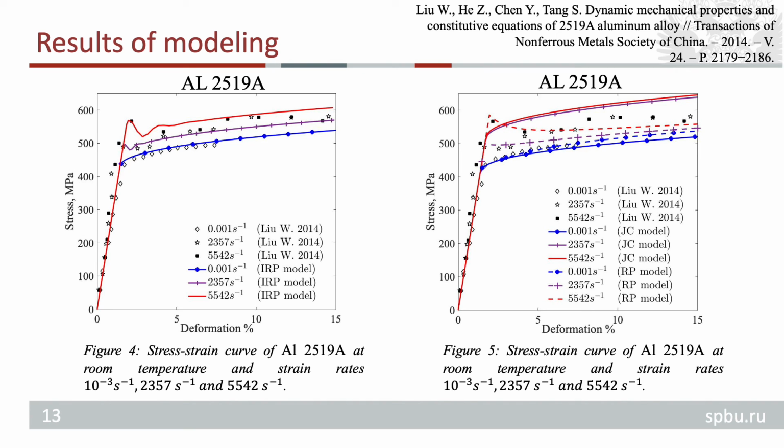Modelings were also performed for aluminum alloy 2519A at room temperature and static and dynamic strain rates using the IRP model, Johnson-Cook model, and RP model. The results are shown in Figures 4 and 5. It seems that the better coincidence to the experimental data is reported for the IRP model. At least this model is able to explain the yield-drop phenomena and oscillations of the yielding diagram for the developed process at the same time.